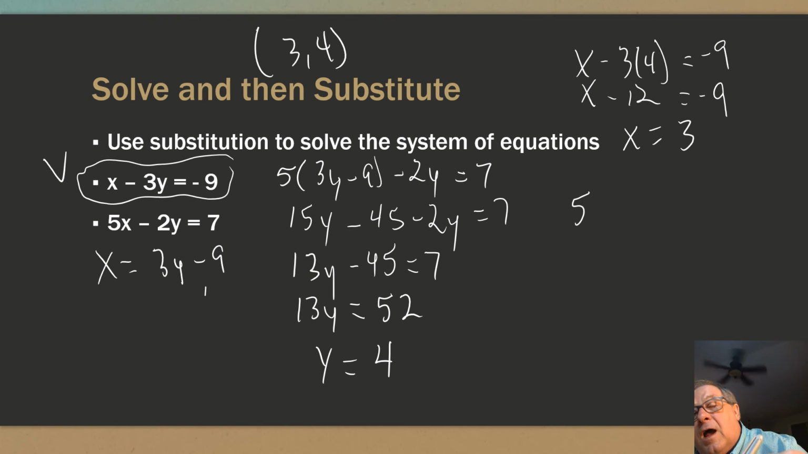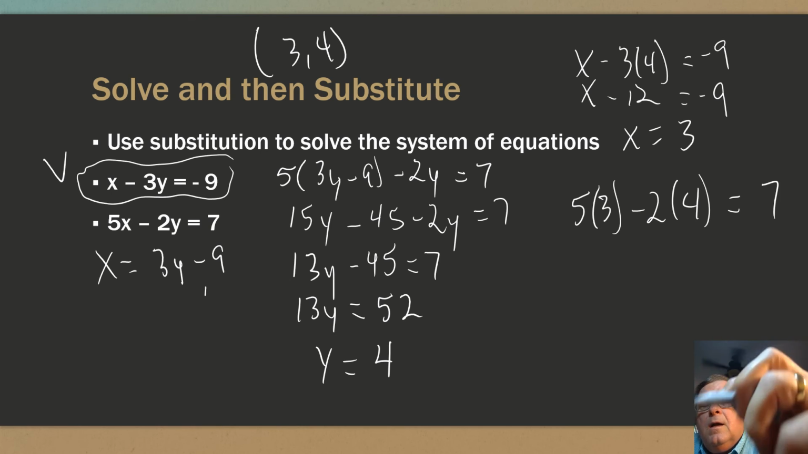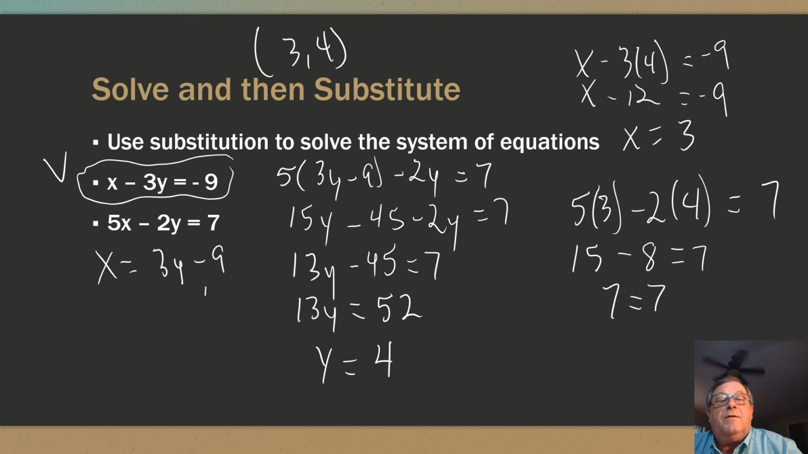So then I've got 5 times 3 minus 2 times 4, and hopefully that's going to equal 7. I don't know where I got the negative 9. Right below it equals 7. All right, 5 times 3 is 15. Negative 2 times 4 is negative 8. 15 minus 8 is 7. 7, in fact, does equal 7, and our solution is good.